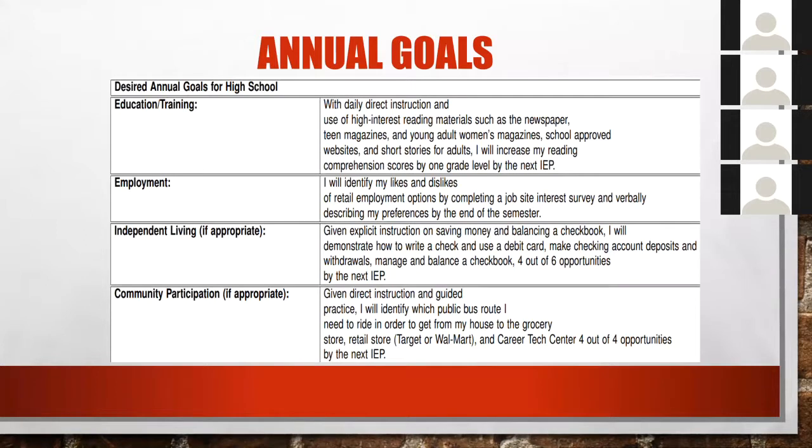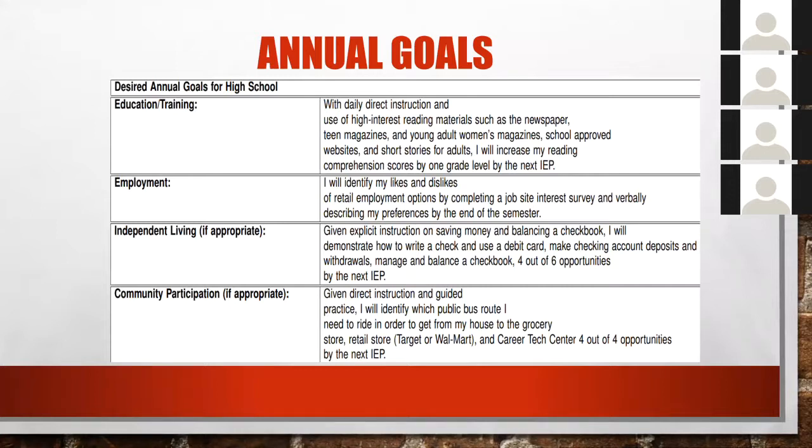So Jody wants to attend the Career Tech and study that entrepreneurship program. That's her plan. But her reading skills are not where they need to be for her to be able to attend the Career Tech. So that is why the team has decided to choose reading comprehension as an annual transition goal. So sometimes you'll see a connection between the academics and the transition annual goals.